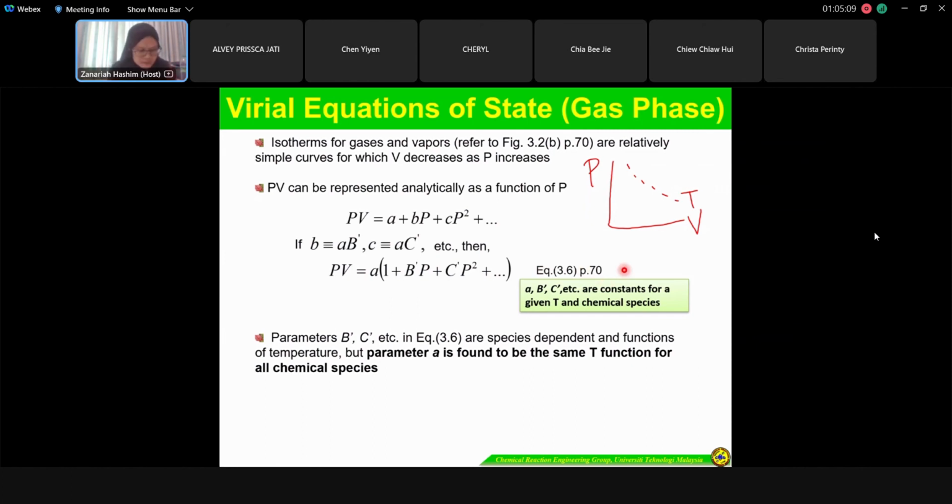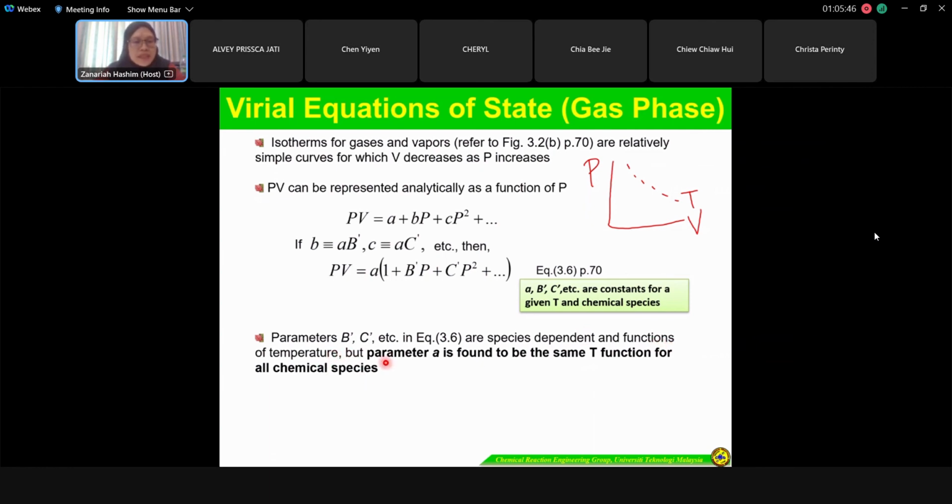Okay, page 70. So A, B dash, C dash, etc. They are the constants for a given T and chemical species. So parameters B dash, C dash, etc. in this equation, they are species dependent, meaning that it depends on the type of substance. Okay, if methanol, you have the specific value for B dash, C dash. If water, you have the specific value for B dash, C dash. So they are species dependent, and they are functions of temperature, meaning it depends on the temperature.